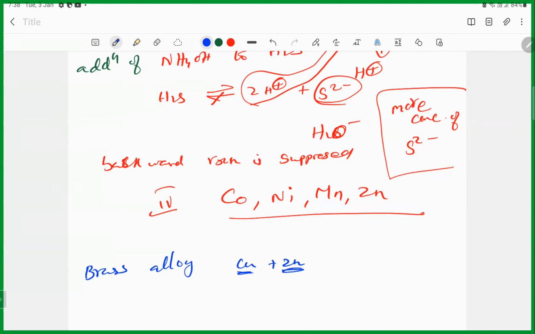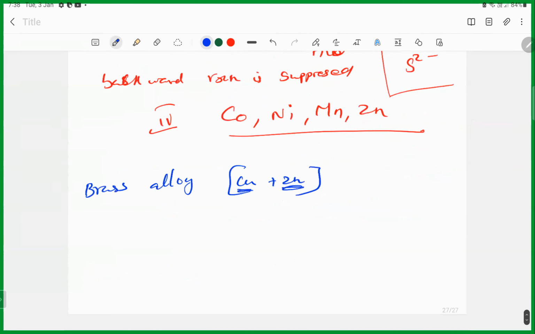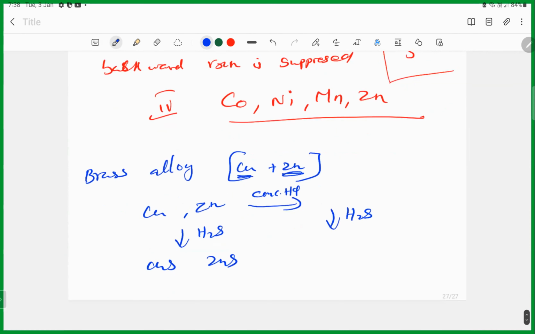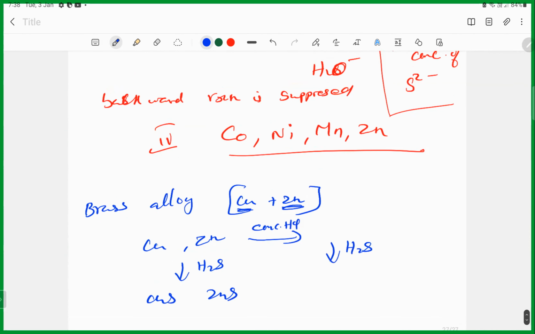So what they will do now, if you have the mixture like this, it will give copper sulfate and zinc sulfate. Whereas here you can use concentrated HCl, you are changing the medium. Now you have the solution of copper and zinc in concentrated HCl. Now if you are passing H2S, the S2 minus quantity is very less, so it will precipitate only the copper sulfide, leaving zinc in the solution.